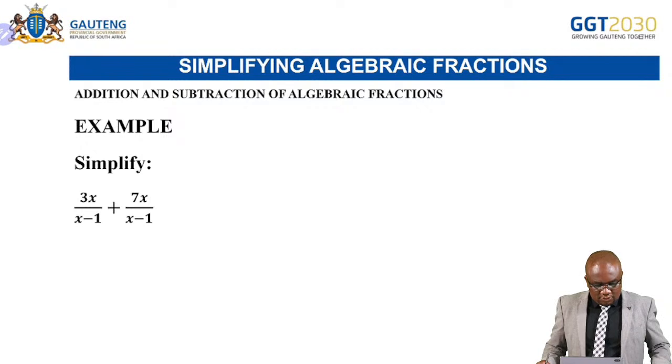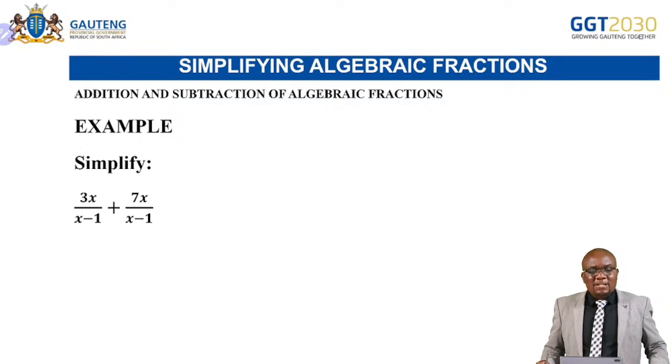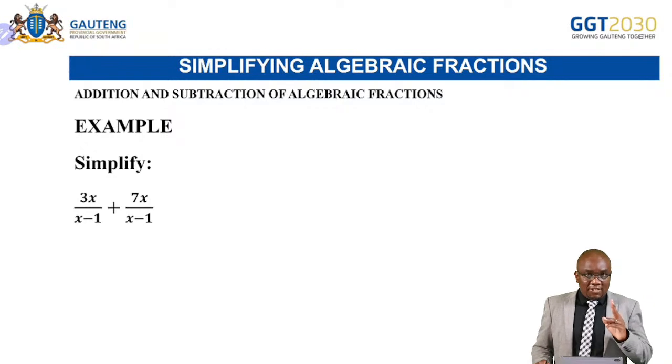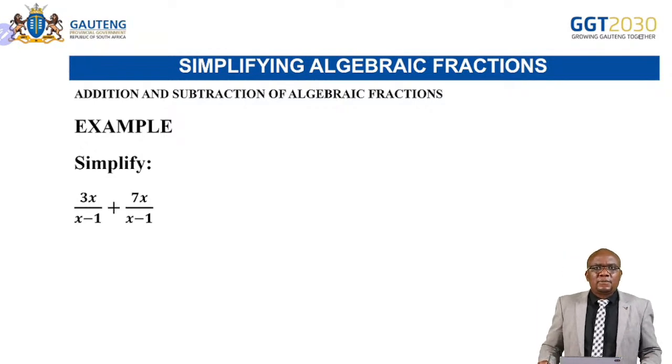Simplify 3x over x minus 1 plus 7x over x minus 1. Let's try that. 1 minute. You need 1 minute for that. Let's try.